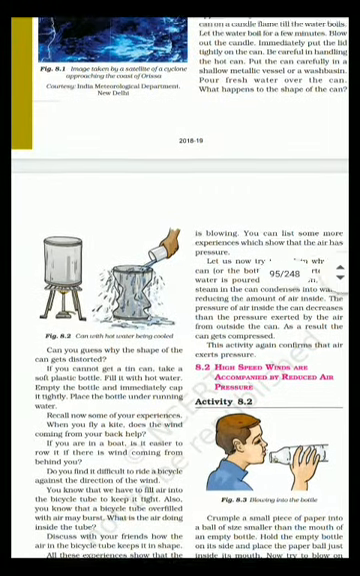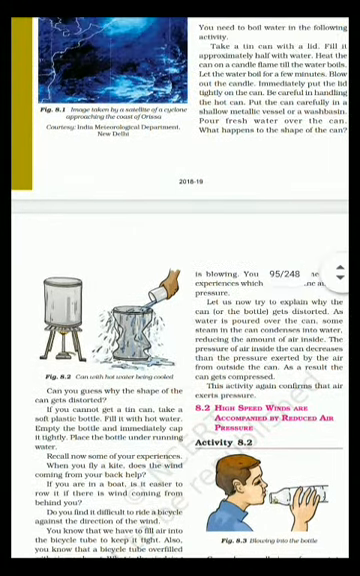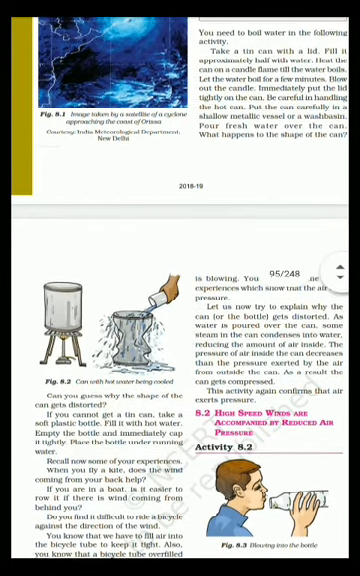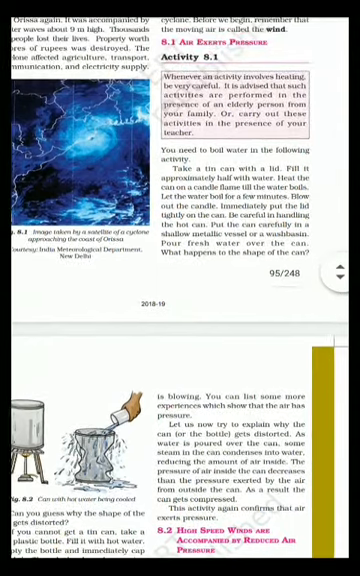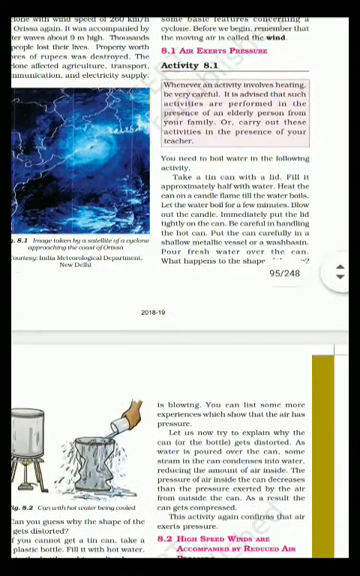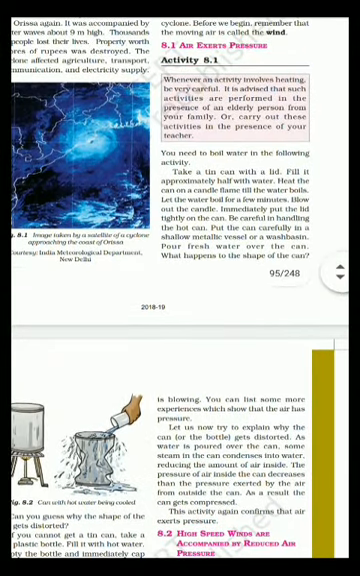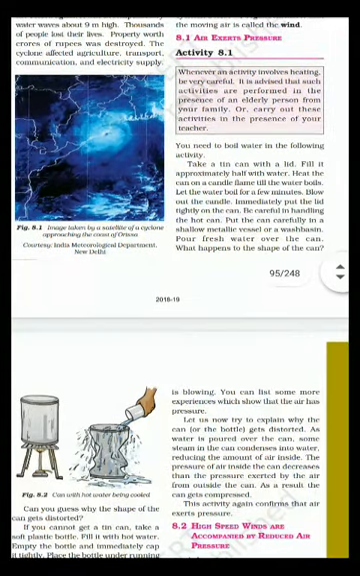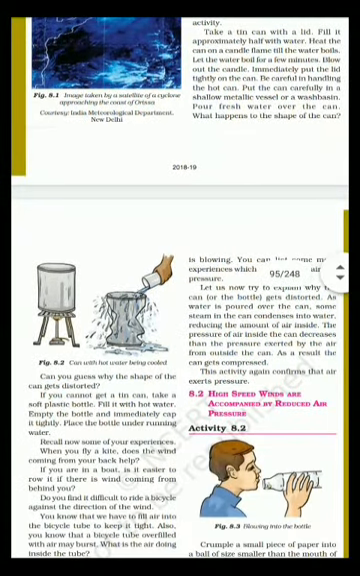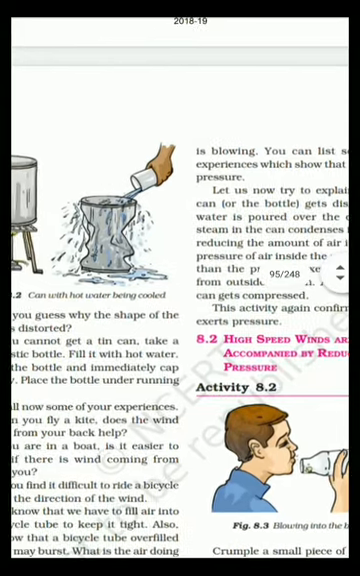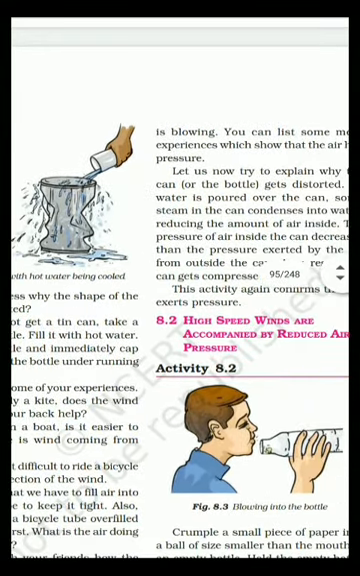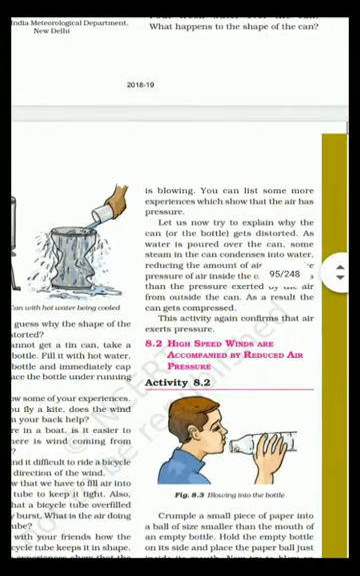Next, you can see a can with hot water being cooled. Place a tin can over a candle flame with water boiling. When the water gets boiled, close the lid, turn off the flame and pour cold water over the can. The can gets shrunk like this. What is the reason?